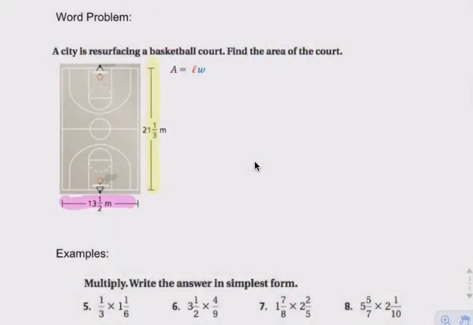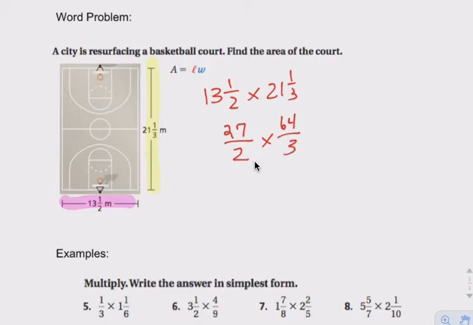So length times width is 13 and a half times 21 and 1/3. And we're talking meters. So mixed to improper: 2 times 13 is 26, plus 1 is 27 halves. Times 3 times 21 is 63, plus 1 is 64 thirds.